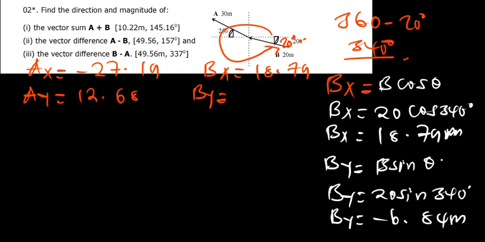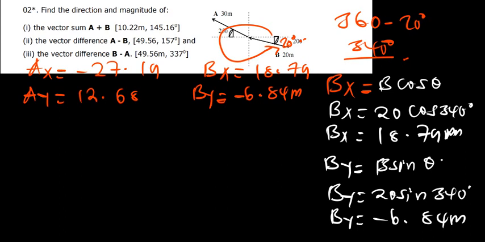Then my By to be negative 6.84 meters. Now the first question: you need first to resolve each vector into x and y components. Then the first question is to find the direction and the magnitude of the sum A plus B. So what is A plus B?